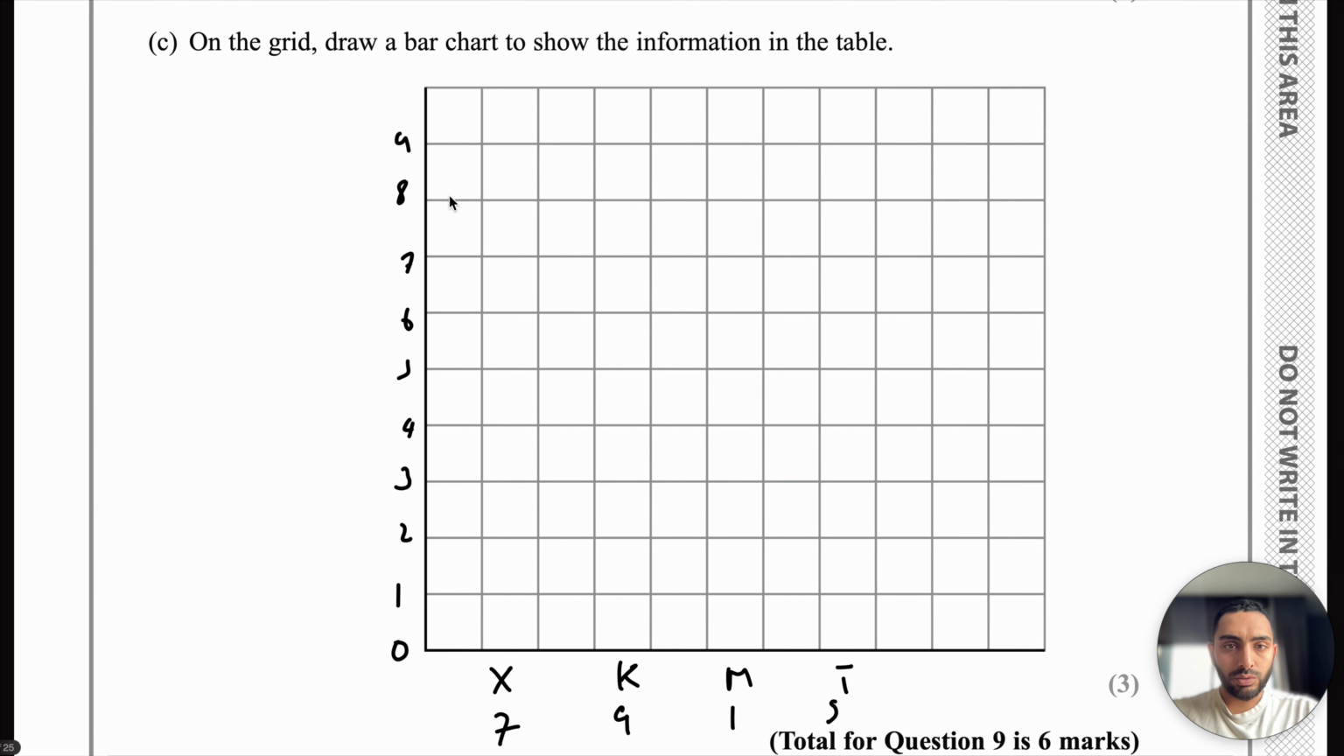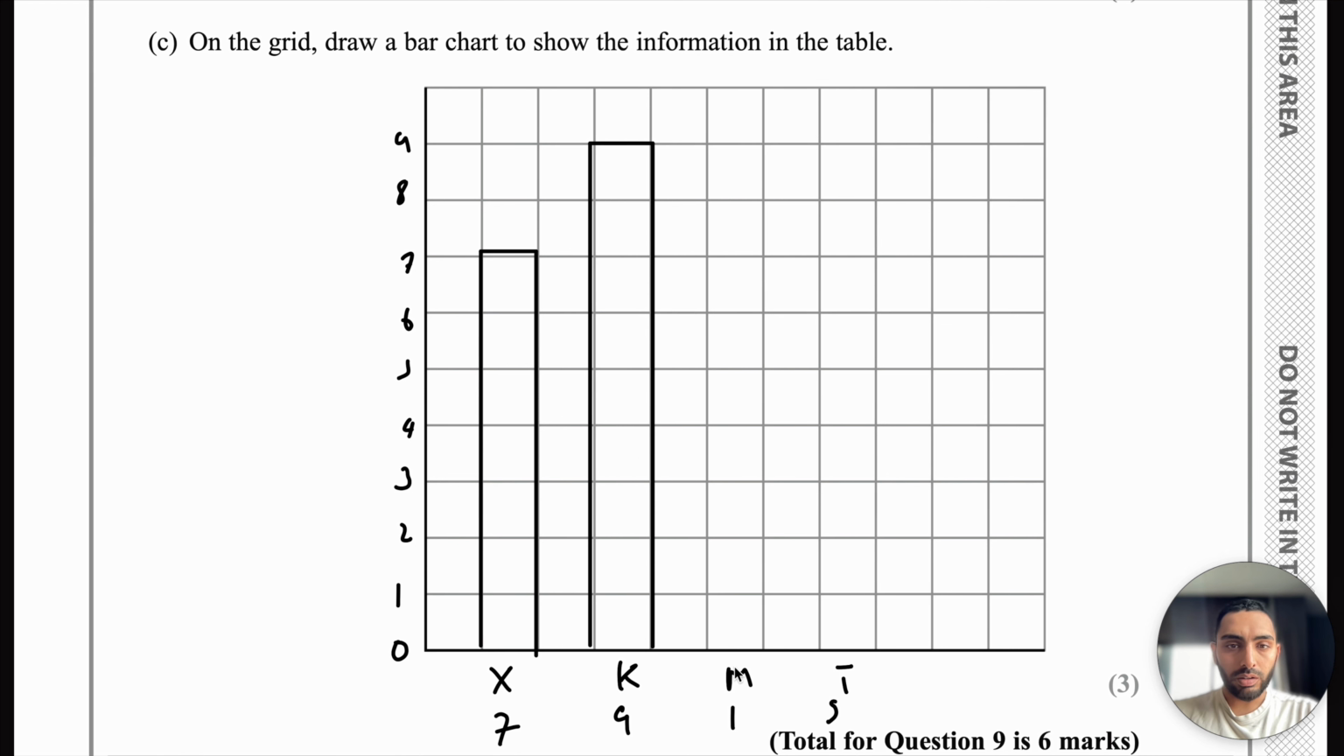And let's do these. So we're doing X, which is at 7. I'll draw a line at 7, and then I'll draw 2 lines going down. So do this with a ruler and do this with a pencil. K is at 9, draw a line at 9, draw 2 lines down. Then M is at 1. T is at 5. Main thing you need here is gaps between them.